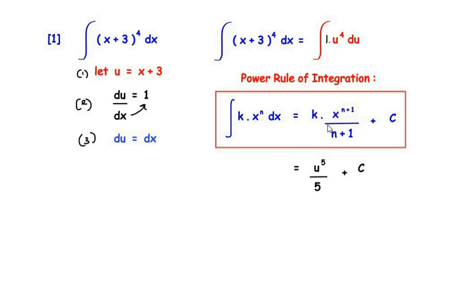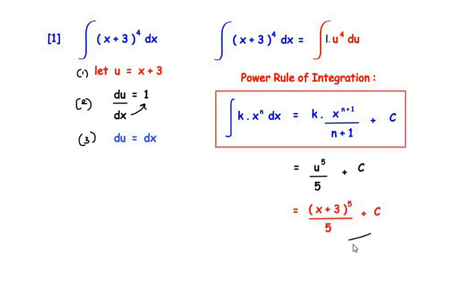So using this formula we have written u to the power of, now the power 4 increases by 1 giving us 4 plus 1 as 5 and the same power comes to the denominator. So integration of u raised to 4 gives us u to the power of 5 over 5 plus c. Now one last step is replacing u by its original function, that is x plus 3. So in place of u we have written (x plus 3) to the power of 5 over 5 plus c. So this is the answer for the integration of (x plus 3) to the power of 4 dx. Now let us move on to the next question.